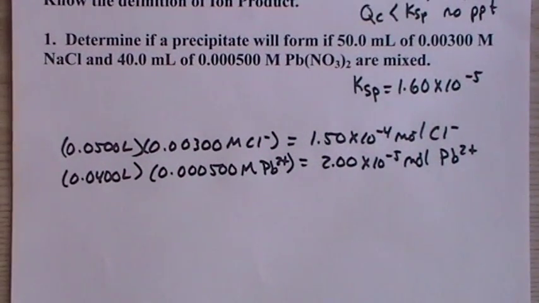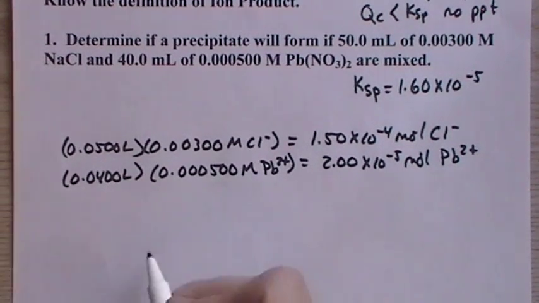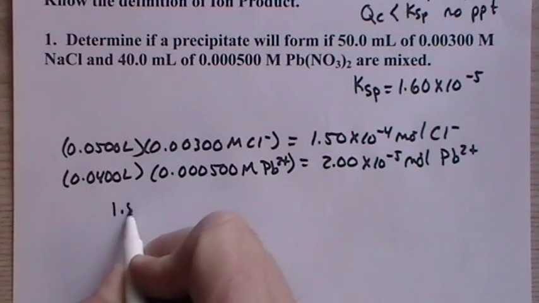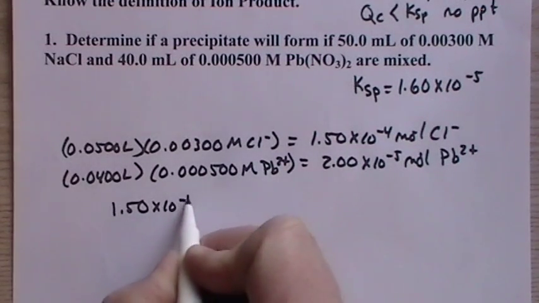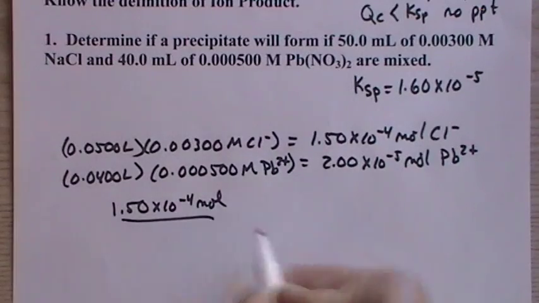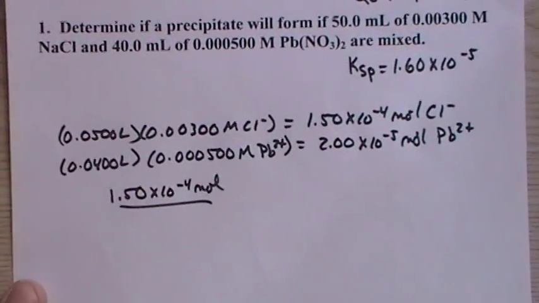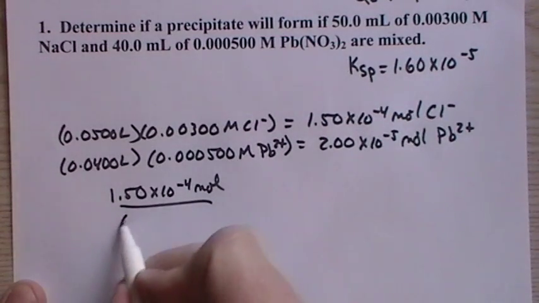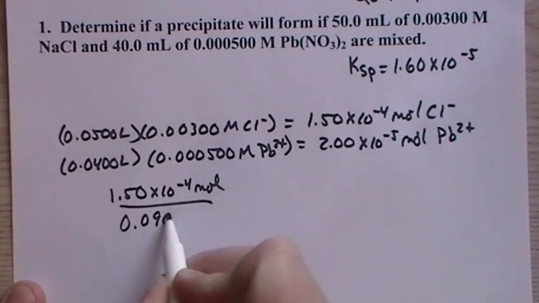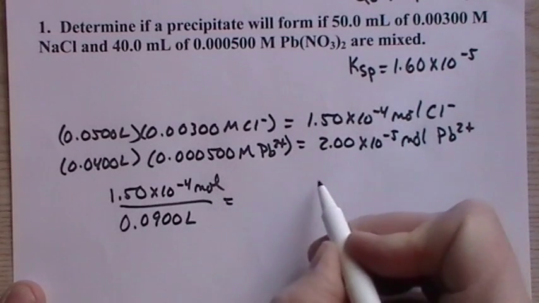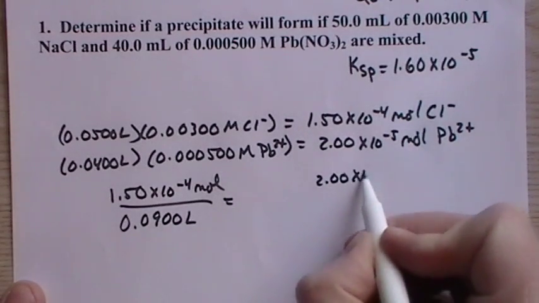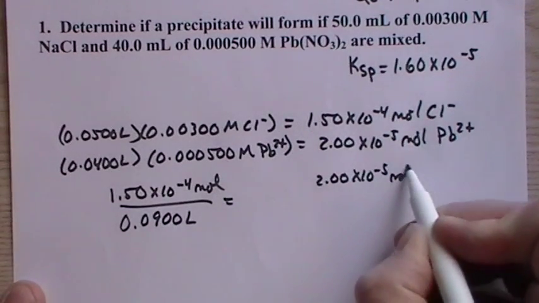Now, those are our concentrations once they've been measured on their own, I should say. They're in each of their beakers. That's how many moles there are. And then when we mix them together, their new concentrations are going to be those moles divided by our new volume. And our new volume is 40 plus 50 mL, or 90 mL, or 0.09 liters. And then this is 2.00 times 10 to the minus 5 moles of lead.